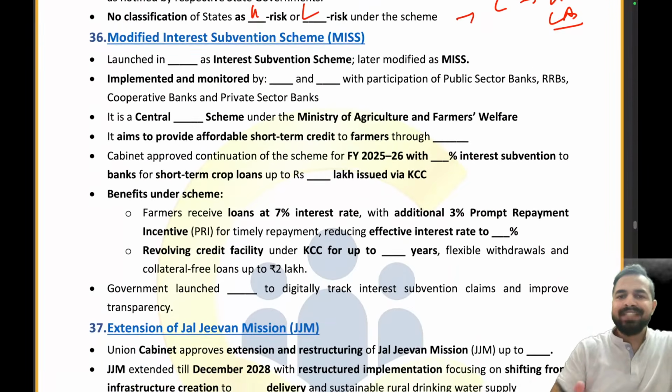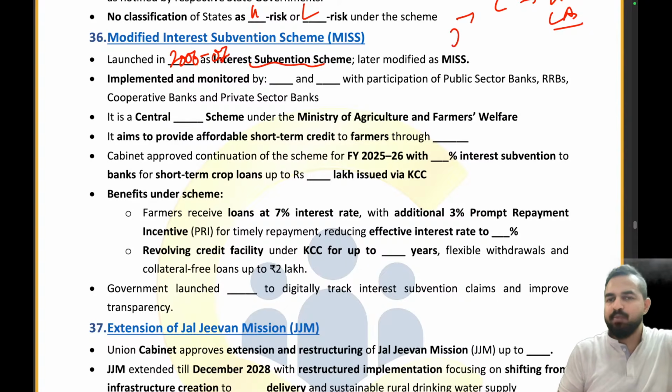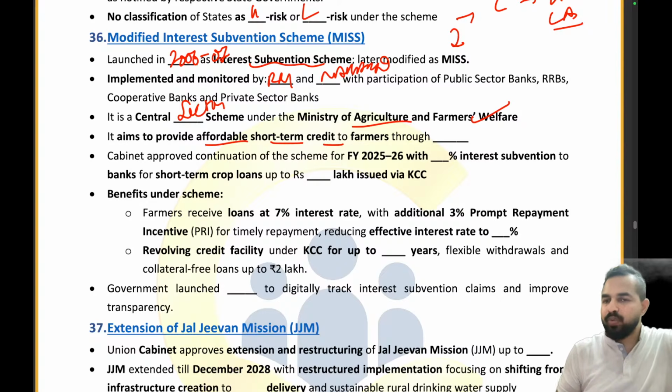The modified interest subvention scheme, my dear friends, was launched in which year? 2006-07 as the interest subvention scheme. Later it was modified as the modified interest subvention scheme. It was implemented and monitored by RBI and NABARD. Clear? It is a central sector scheme under the Ministry of Agriculture and Farmers Welfare. It aims to provide affordable short-term loan credit to the farmers through which facility? Kisan Credit Card, right?